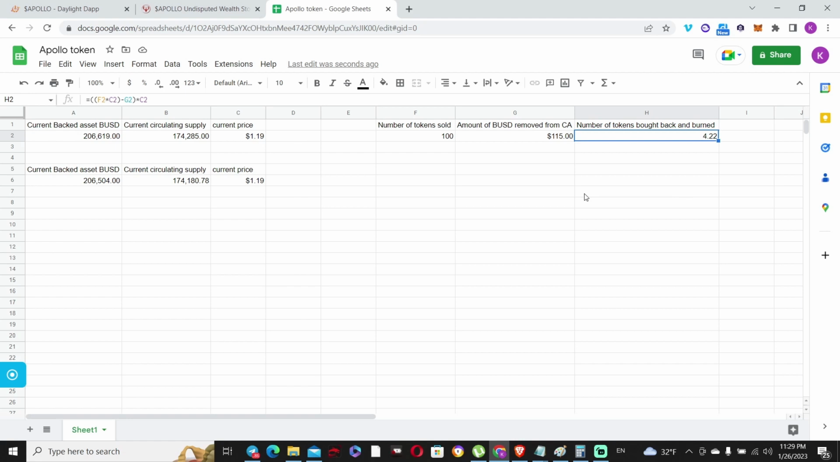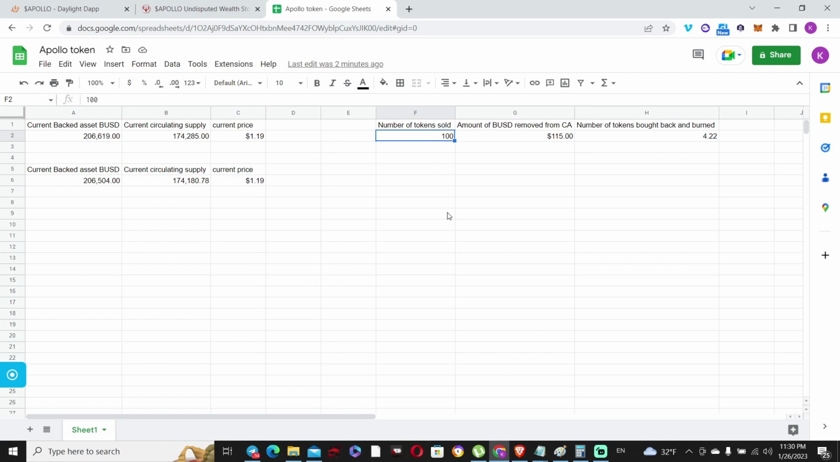So in essence, my backed assets in BUSD will be reduced by that much. My circulating supply will be reduced by 100 plus those tokens that I just bought and burned, correct? And that's my current price based on my new metrics. So as you can clearly see, after selling 100 tokens, the price didn't move whatsoever.